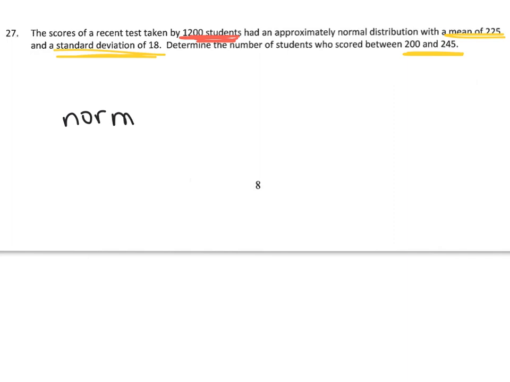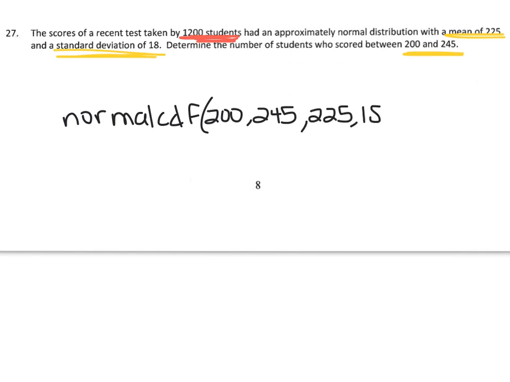And first of all, we want to find the percentage of people that scored between 200 and 245. So 200 would be our lower bound, 245 would be our upper bound, and then we would list out the mean, which was 225, and then we would give the standard deviation, which is 18.